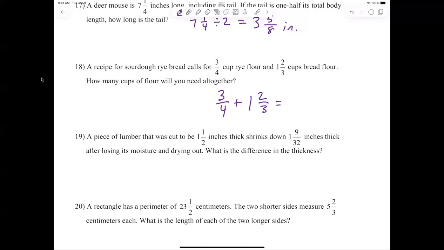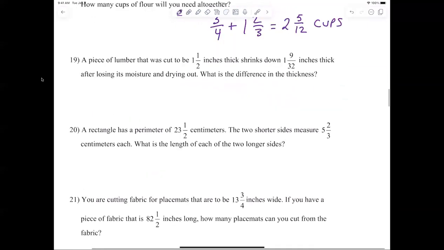So you do this one and then. Oh, I got 2 and 5/12. 2 and 5/12 what? There you go. Thank you. That's important. The units are important. You get points off if you don't tell me the units. 2 and 5/12 cups. Anybody have any problems with that? All right, Bennett, you get to read 19. Go.